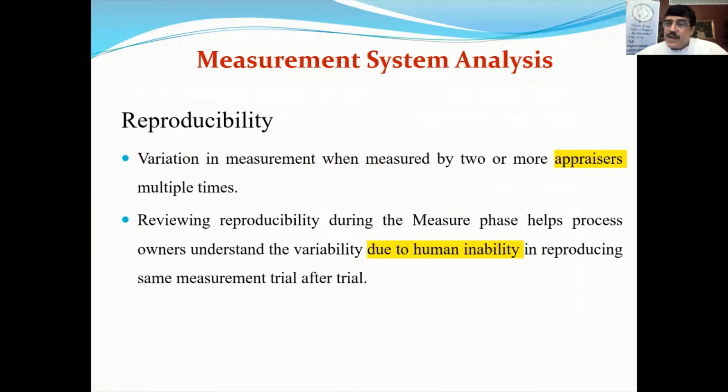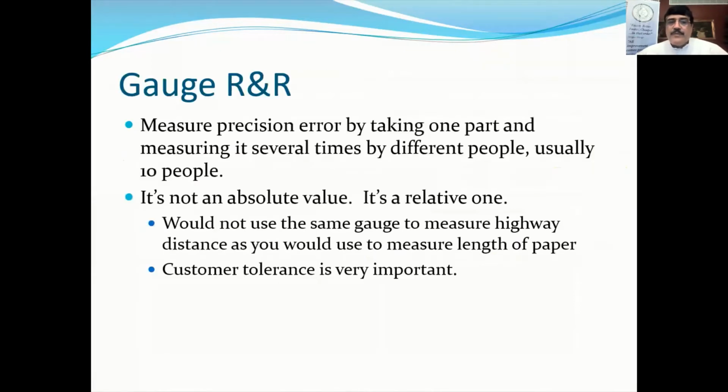So one is for the equipment and one for the human. And gauge R&R, which is repeatability and reproducibility, is a measure of precision by taking one part. You take one part basically, and you measure it several times with different people to see: is there a problem with the measurement system? Is there a problem with the repeatability? Is there a problem with reproducibility? It's not an absolute value, it's a relative value.